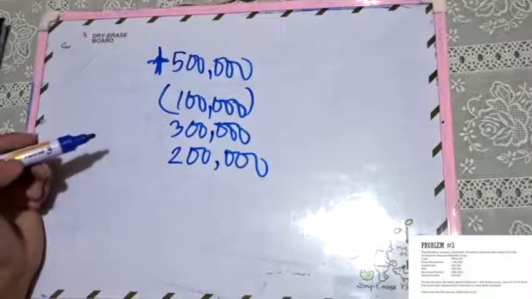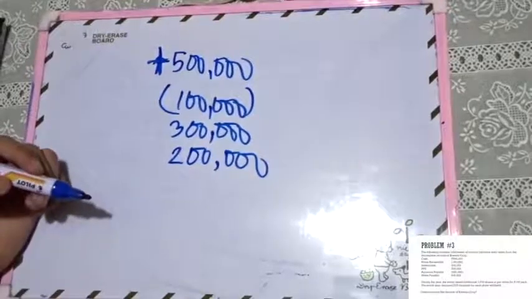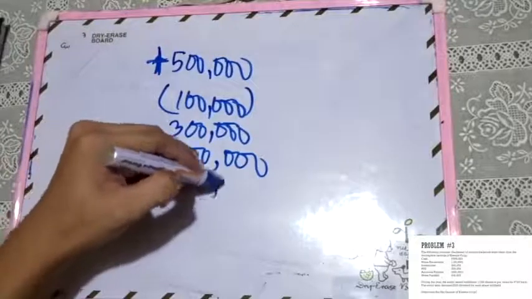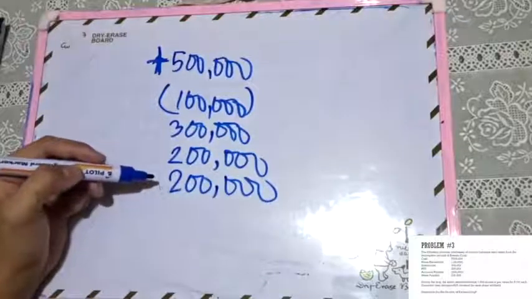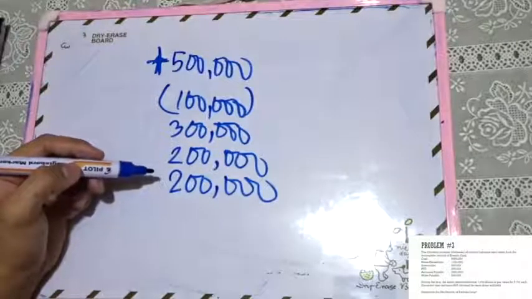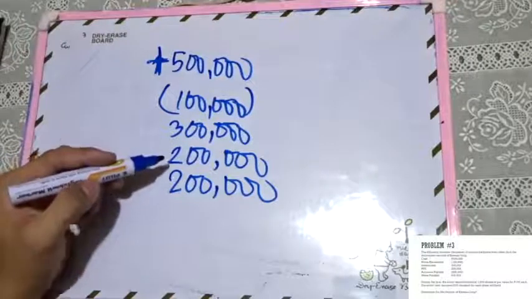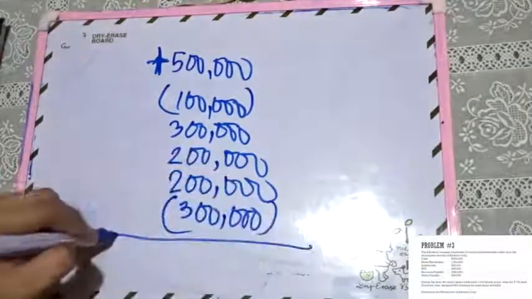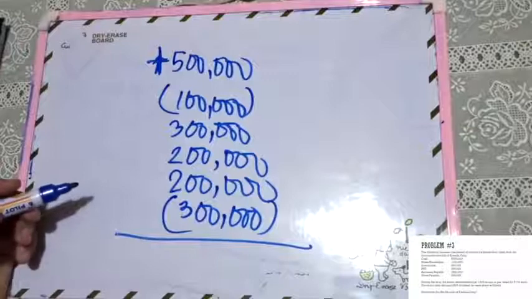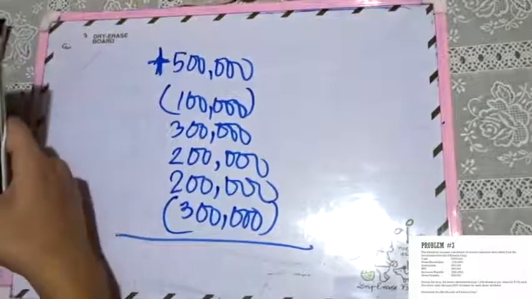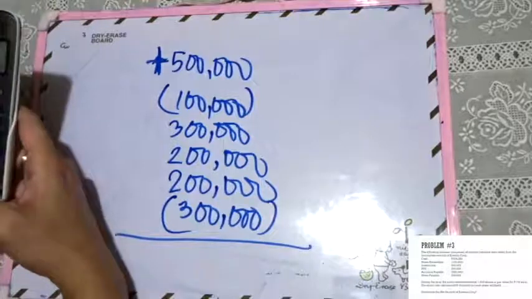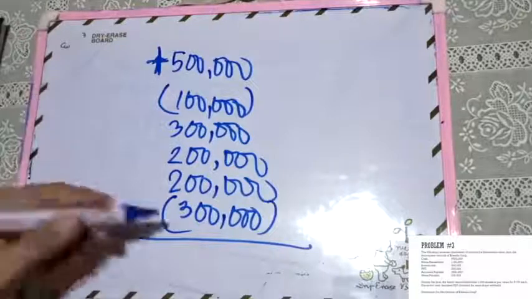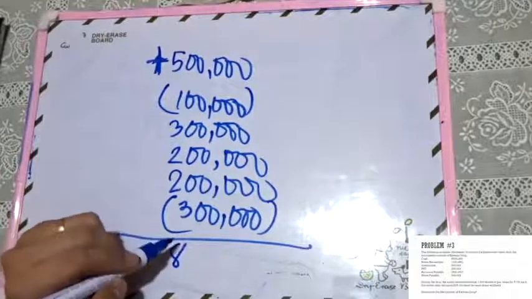Accounts payable decreased by 200,000 because of the inverse relationship between a liability and capital. This decrease in accounts payable means an increase in capital, so plus 200,000. And the notes payable increased 300,000. Again, there's inverse relationship. So this increase in notes payable means a decrease of 300,000. So the net increase or decrease in net assets would be 500,000 minus 100,000 plus 300,000 plus 200,000 plus 200,000 minus 300,000. That would be 800,000.